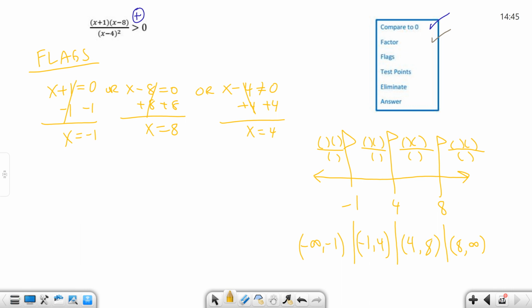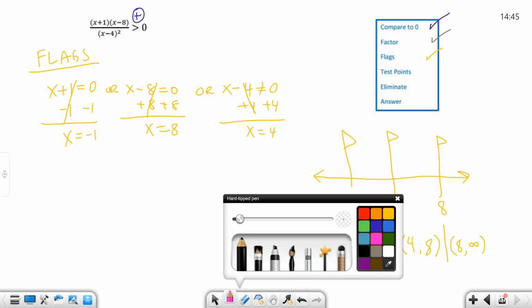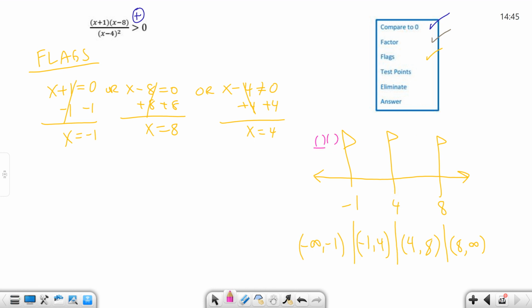So, and I skipped over that. I was through with my flags. I'm sorry. Let me go back and fix that. I'm through with my flags. I'm on to test points. Through with flags. Let's move on into test points. So that's where I would do these two here. And my OCD wouldn't let me leave them the same color.